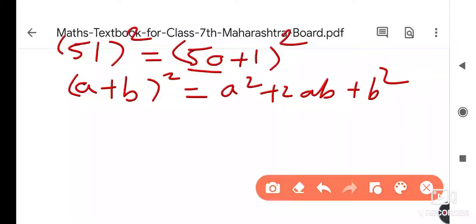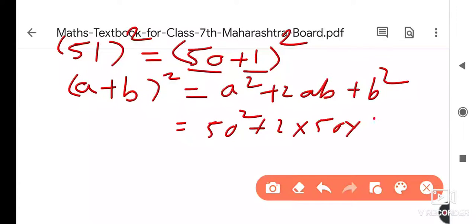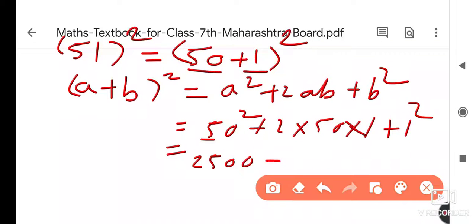So a means 50 and b means 1. So 50 square plus 2 into 50 into 1 plus b square means 1 square. So how to find 50 square? 5 square is 25 and a 0 is on it. So 50 square is 25 and one 0 is there, then 2 0 0. Otherwise 50 square you get 2500, plus 2 fifties are 100 and 100 ones are 100.